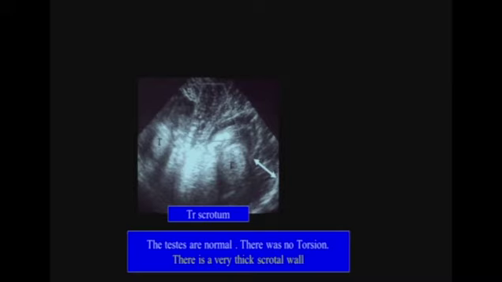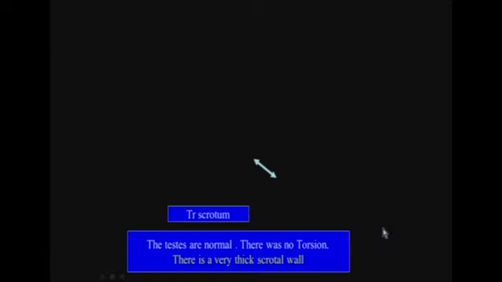These are the images. This is a transverse coronal image of the scrotum. An arrow marks off a very, very thick scrotal wall. It should be thin. And the two testes marked off as T's are homogeneous and normal. The testes are normal. There was no torsion, but there was a very thick scrotal wall. So what could be the cause of this?